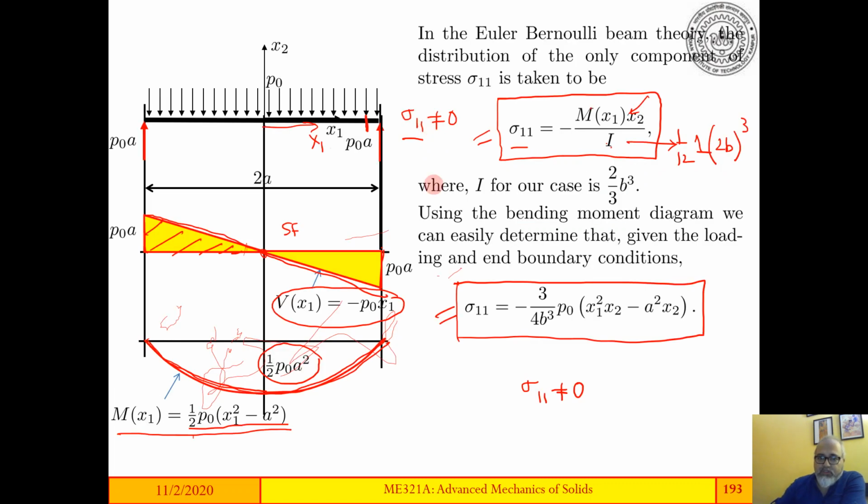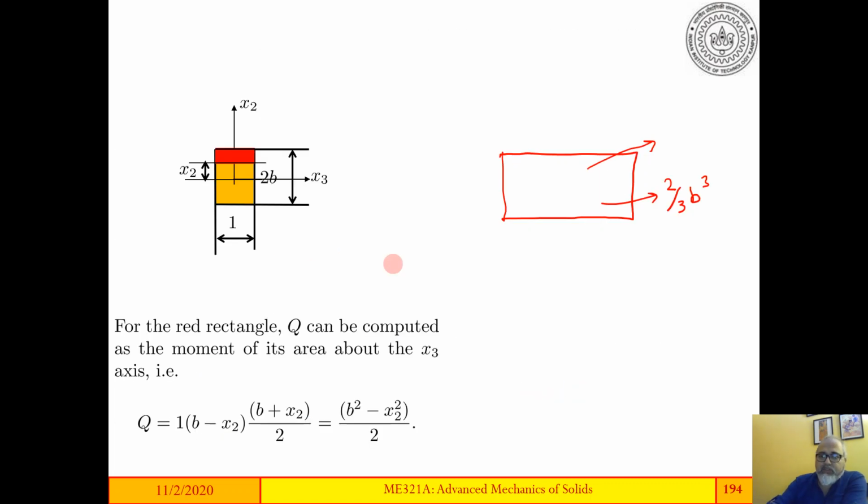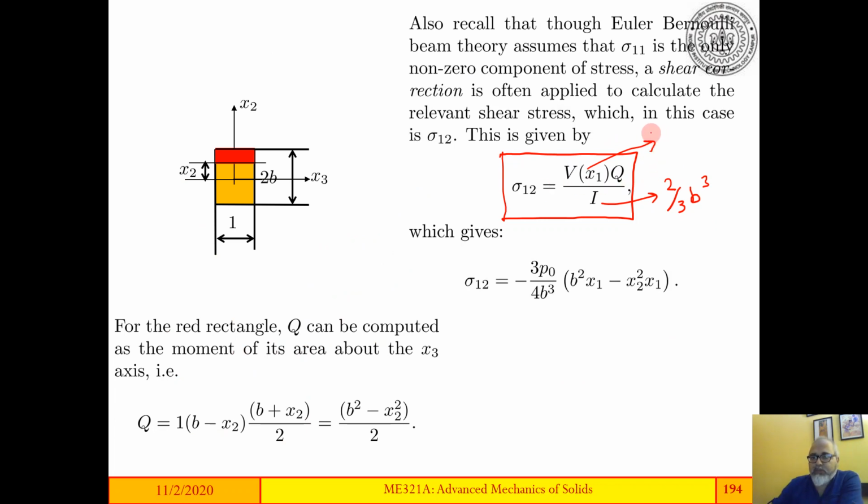V is the shear force. So Vx1 is minus P naught x1. So we have figured out that this is minus P naught x1, and q is something that we need to find. If you remember your MOS, you would remember that q at a distance x2 from the neutral axis is the moment of this red area, which means that q is the area itself multiplied by the distance of its centroid, which comes to, if you work it out, (b square minus x square) by 2.